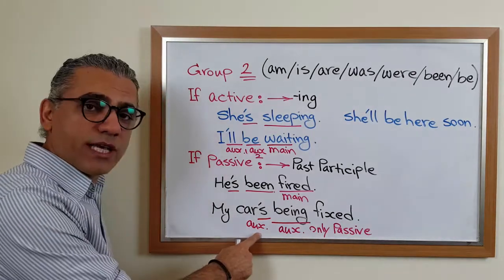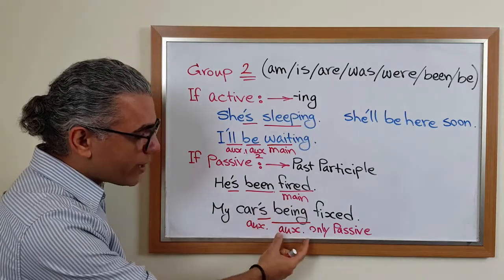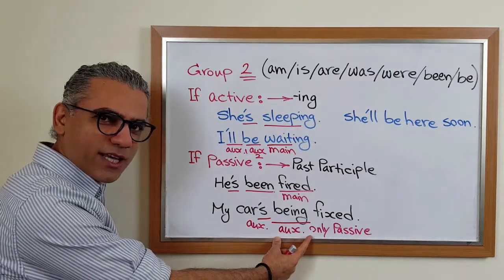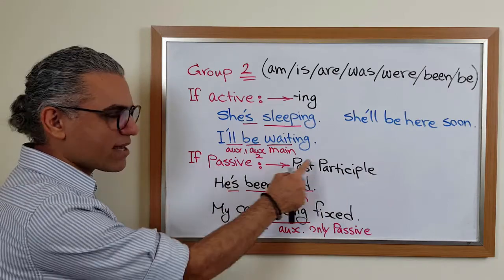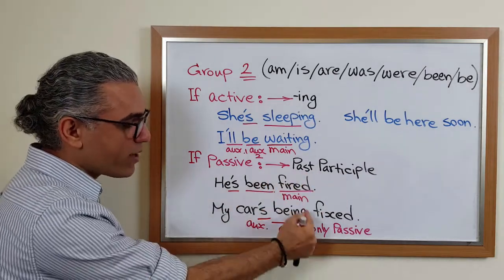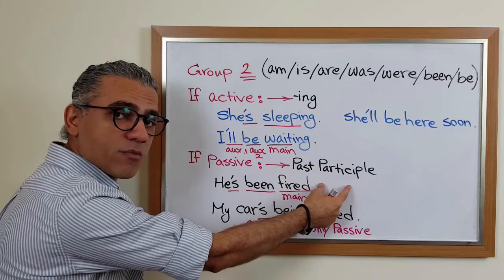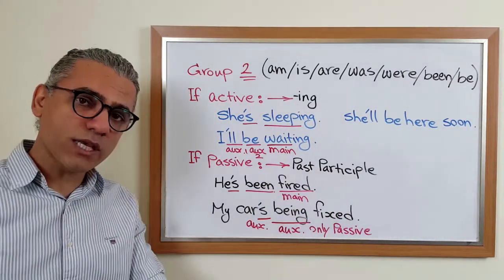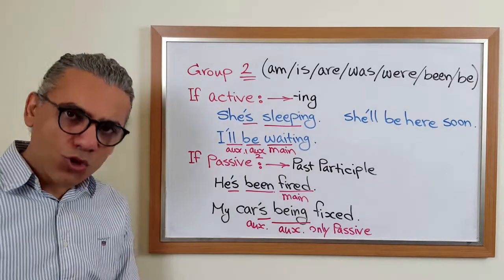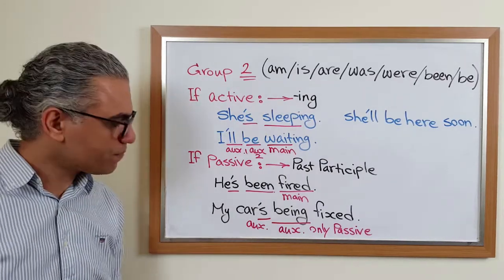The first auxiliary verb is followed by an ing form. Look, this is an exception to the rule I told you. This is a passive sentence, but the following verb is not in past participle form, because we have being, which is an auxiliary verb we only use in passive sentences.